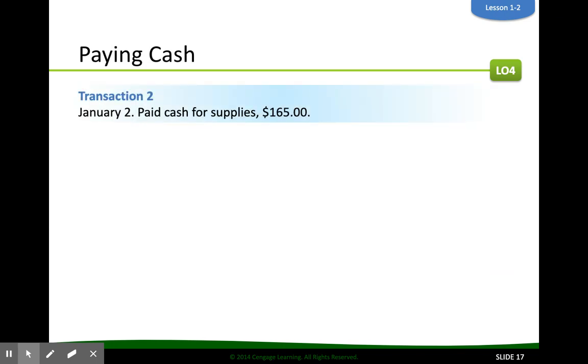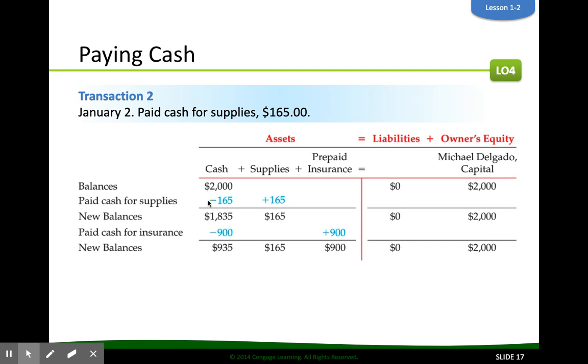Our next transaction, now we're paying cash for supplies, $165. So if we pay cash, just like when you swipe your debit card and you're using money out of your checking account, when you pay for something, the value of your account goes down. So we are going to decrease our cash, but we're going to increase the value of our supplies account. So just like in math, when you have negative 165 plus a positive 165, those cancel each other out. So we have 0 on the left and 0 on the right. So we're still in balance. So that is that transaction.